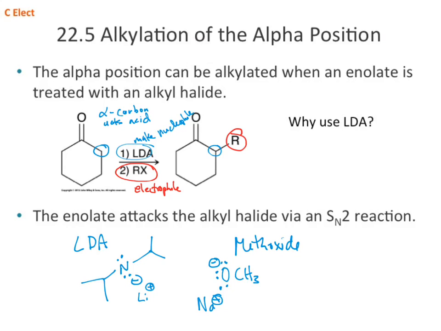So we've got some big reasons why we want to use LDA. We want to fully generate our enolate, and then we also want something that's not nucleophilic. We don't want that to impede our reaction. Okay? We would expect an SN2 type reaction. Why SN2 and not SN1?